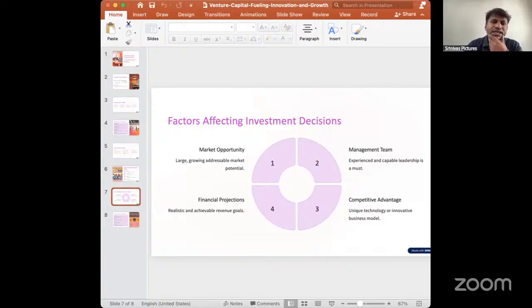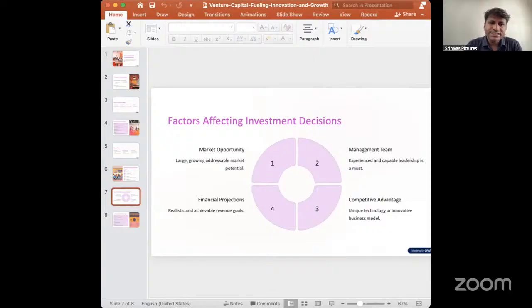Additionally, there are some more factors affecting investment decisions. That is a strong management team, a viable idea and business plan, project cost and return, future market prospects, and existing technology. So all of these are going to affect the decision.